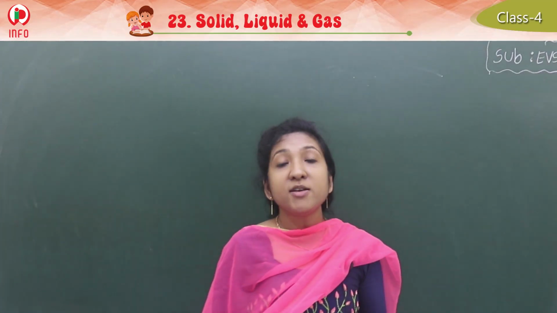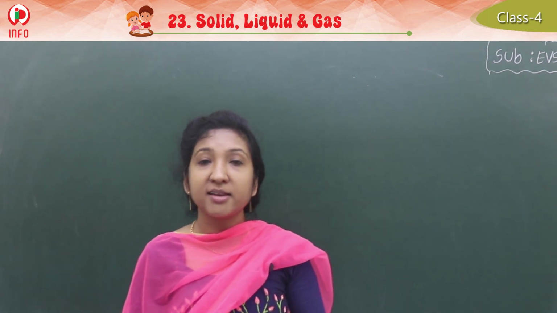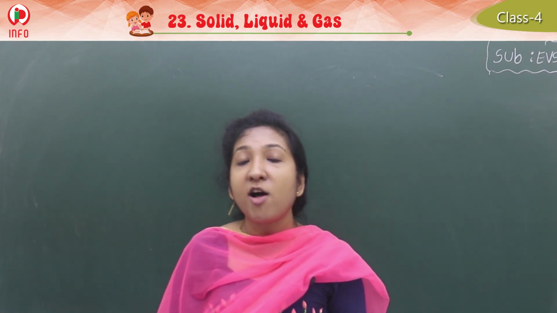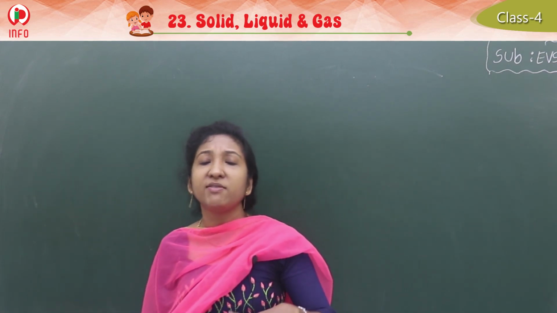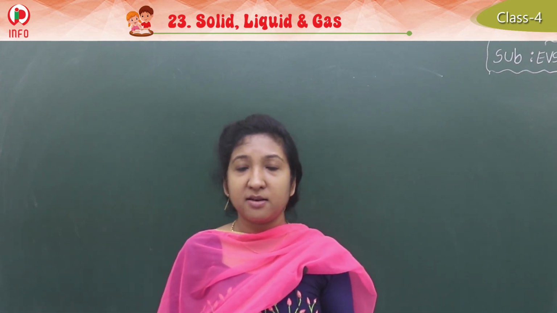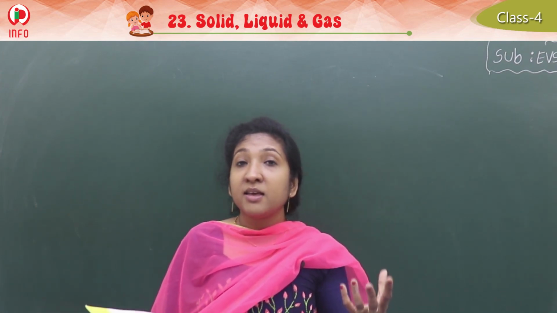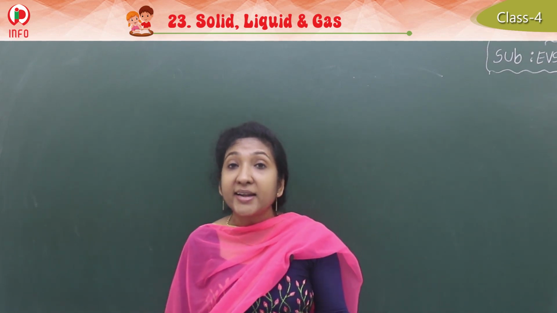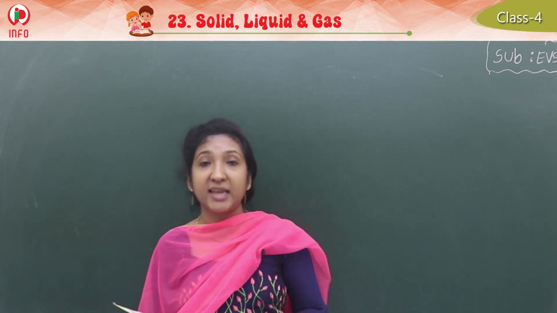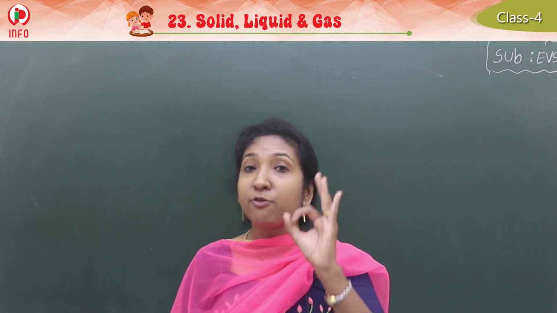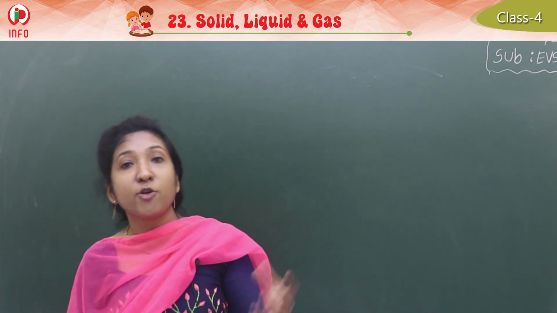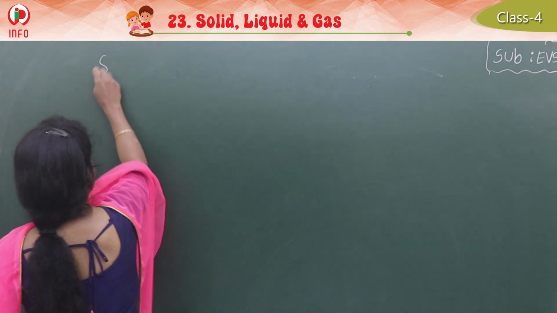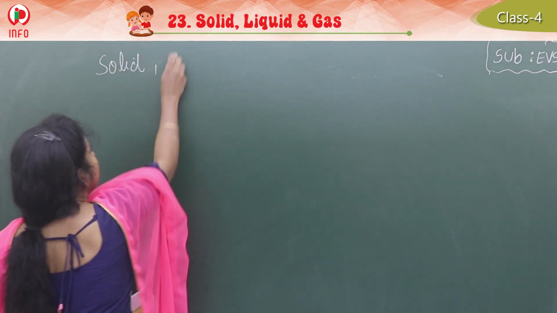So we learned about solid, liquid and gas, isn't it? Yes. All things we see around us, living and non-living, are made up of matter. Matter is made up of small particles called molecules. Matter exists in three forms, three states. What are they? They are solid, liquid and gas.